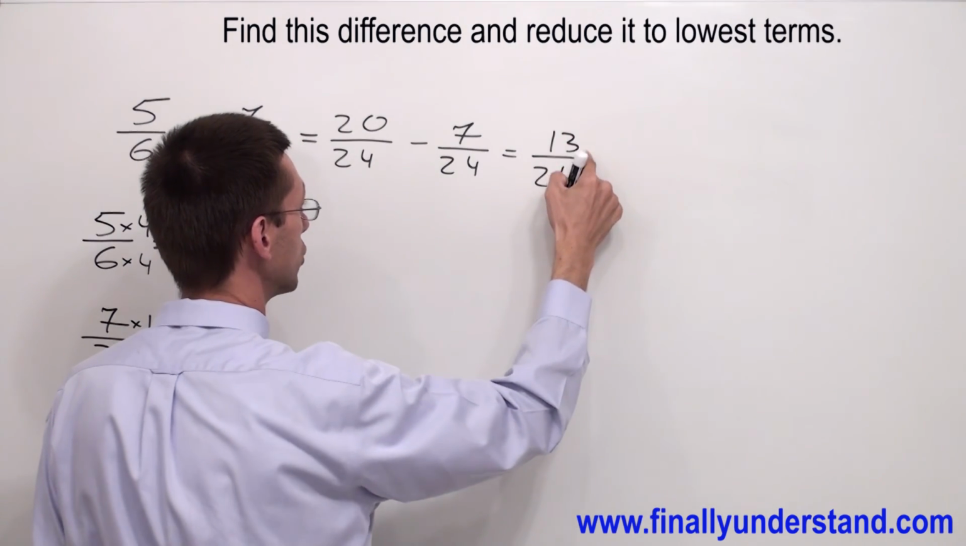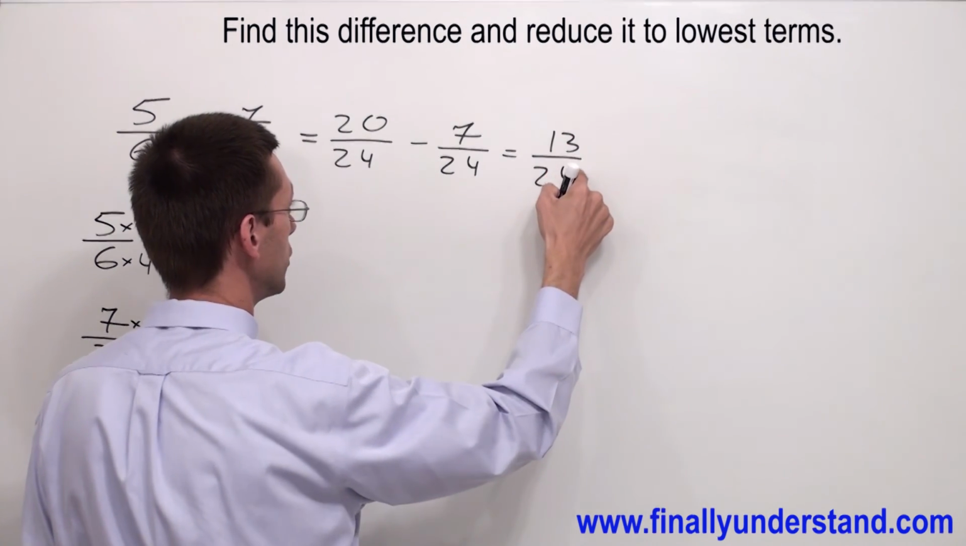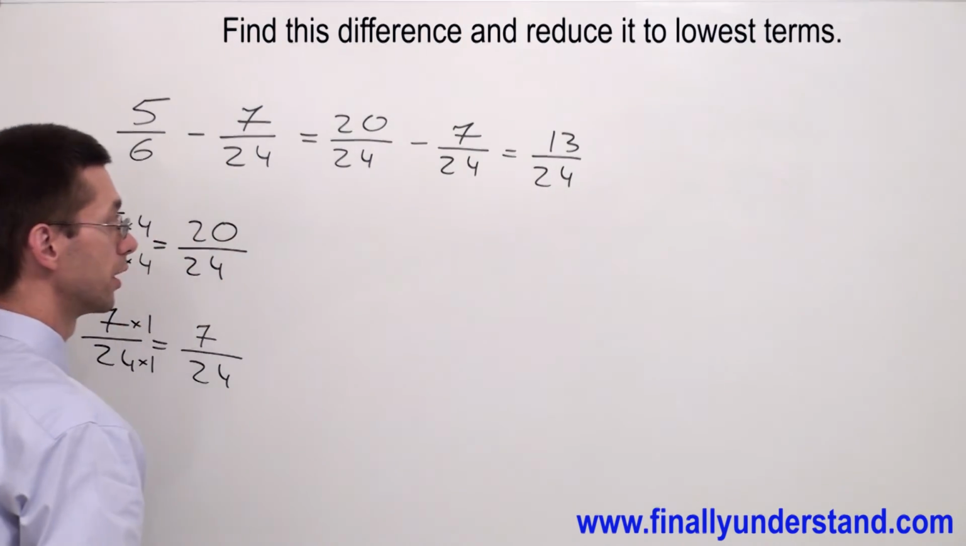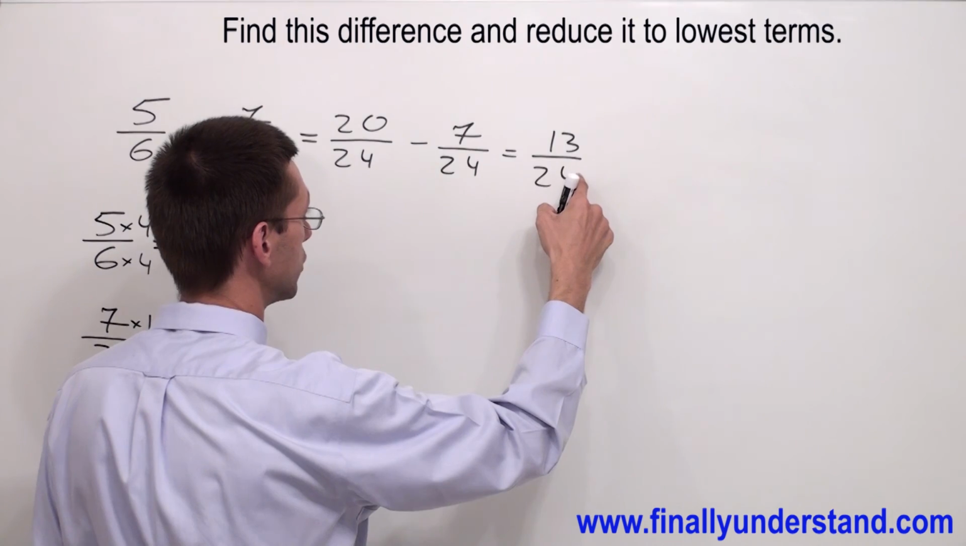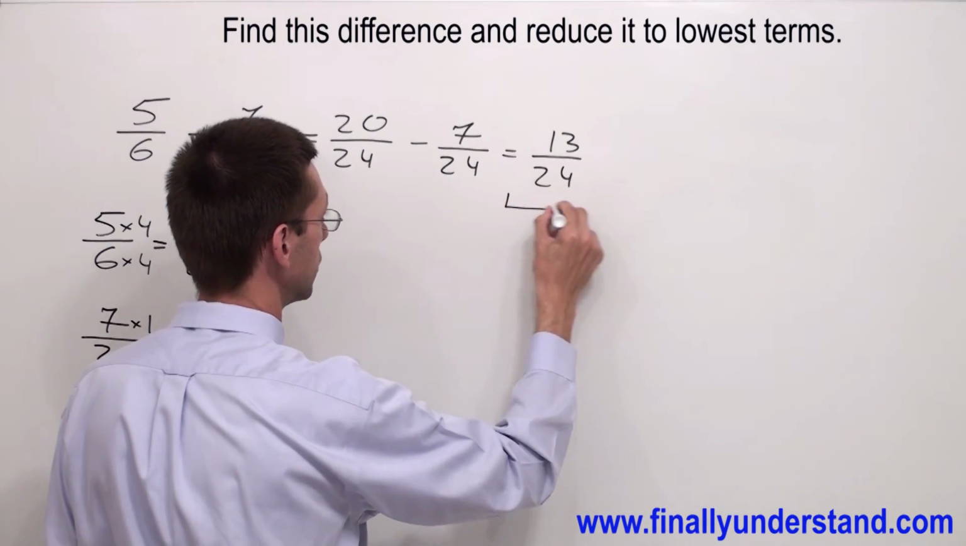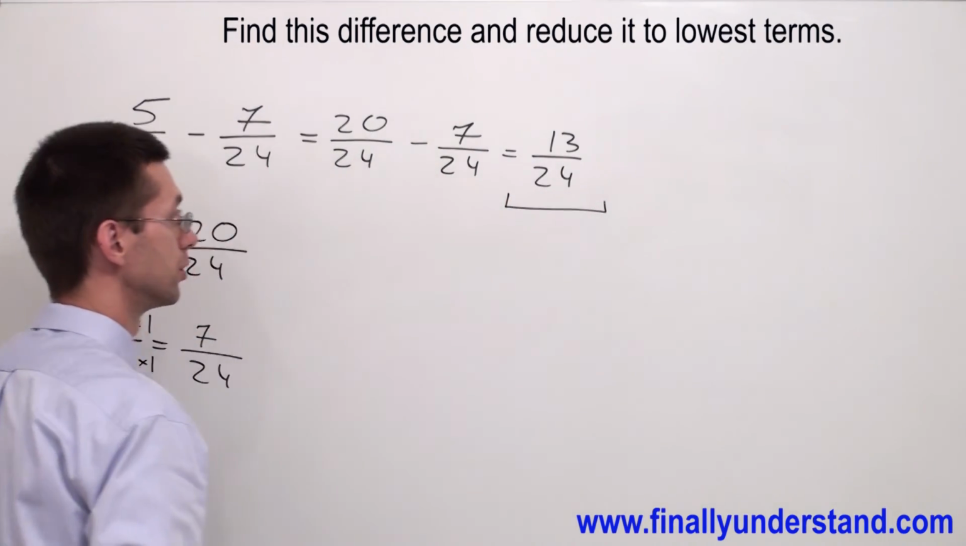As you can see, we cannot reduce these two numbers because we do not have a common factor for 13 and 24. This is why this is the solution to my problem.